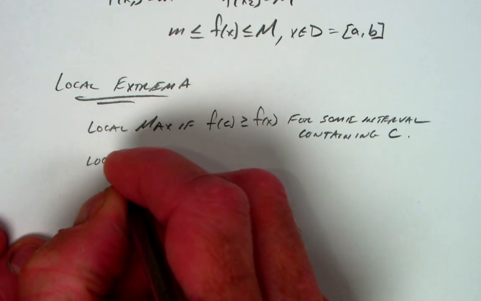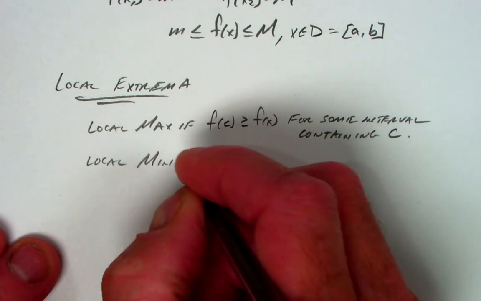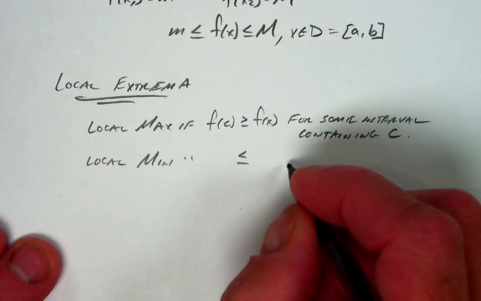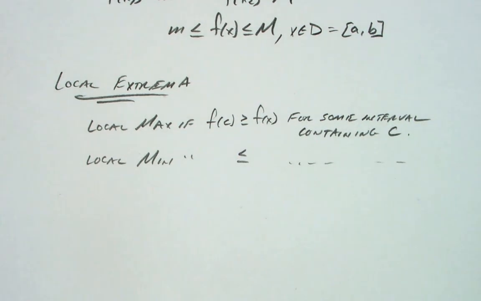It's a local min if f of c is less than or equal to, and the same thing. So basically it just means there is some area of the graph where at c there's a value that's higher than the ones around it.